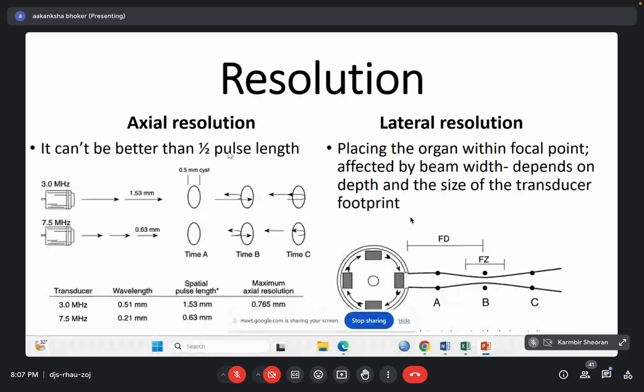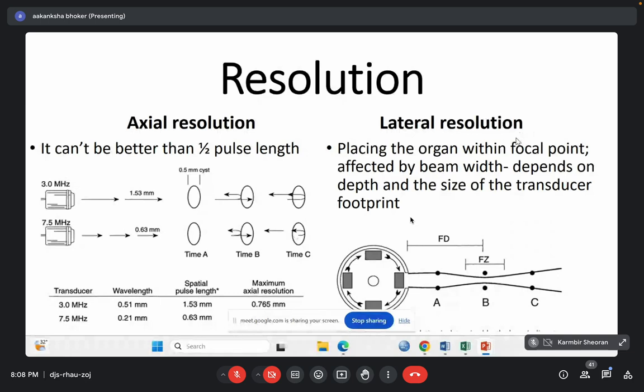So axial resolution at max can be half of the pulse length. Suppose with a 7.5 megahertz transducer, if the pulse length is 0.63, then it can axially resolve those structures which are half of 0.63. मतलब somewhere 0.32 mm तक का होगा तो वो resolve कर देगा, वरना नहीं कर पाएगा.